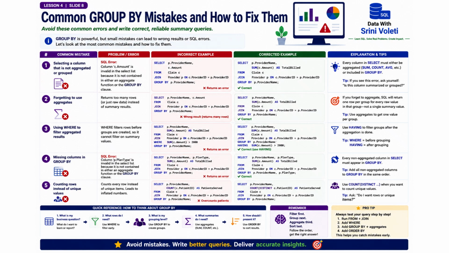Finally, read the professional tip. Never write a complicated SQL query all at once. Instead, build it one step at a time. Start with from and join clauses, check the result, add the where clause, check again, then add group by and aggregate functions. Finally, order by. Testing your query after each step makes debugging much easier. Professional SQL developers use this approach every day.